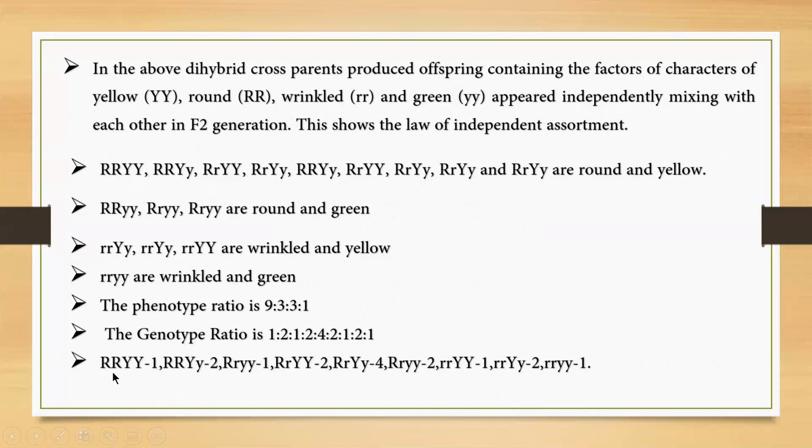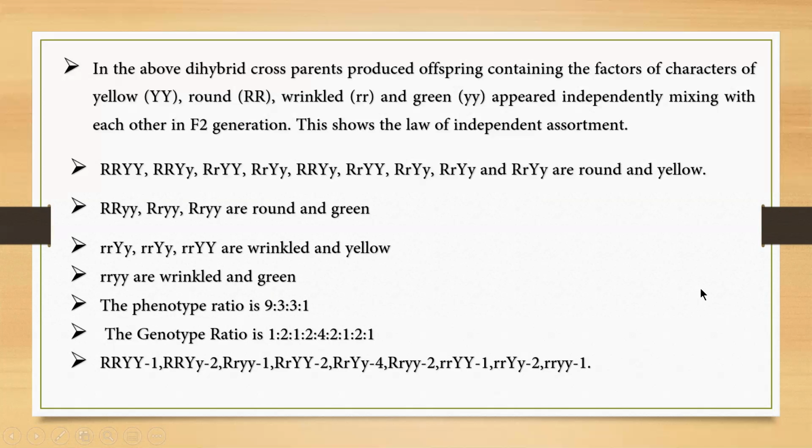The genotypes appear like this: homozygous round and homozygous yellow, one plant; homozygous round and heterozygous yellow, two; homozygous round and homozygous green, one; heterozygous round and homozygous yellow, two plants; heterozygous round and heterozygous yellow, four plants; heterozygous round and homozygous green, two plants; homozygous wrinkled and homozygous yellow, one; homozygous wrinkled and heterozygous yellow, two; and homozygous wrinkled and green, one. These are the new offspring which appear in the F2 generation.